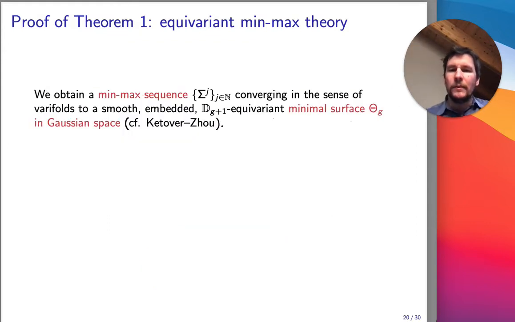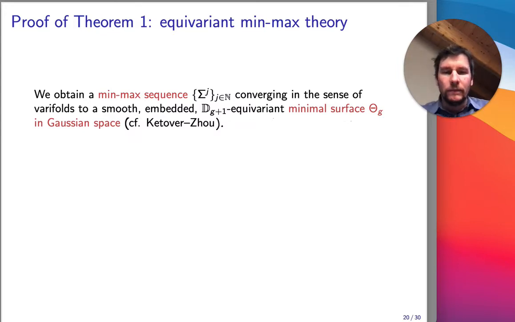Now we use this black box and say now there exists a min-max sequence, so some objects that are converging in a very weak sense, so in the sense of varifolds, to a smooth embedded minimal surface in this Gaussian space. And minimal surfaces in Gaussian space are the self-shrinkers. Okay? And we already have this symmetry. This is preserved in this min-max procedure. And for this we use this equivariant min-max theory of Ketover and Su. Good.